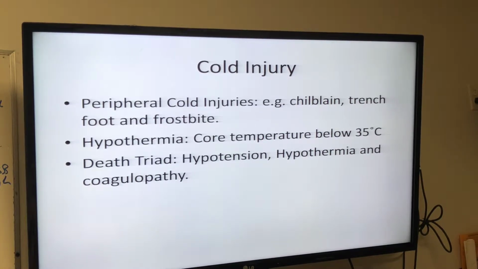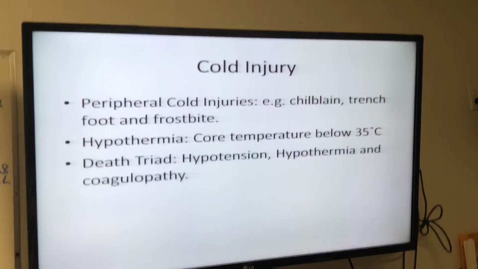All right. So cold injuries. We're talking about hypothermia in general, right? Peripheral cold injuries start with chilblains, trench foot, frostbite. These are all surgical emergencies and stuff like that. That doesn't affect us that much.